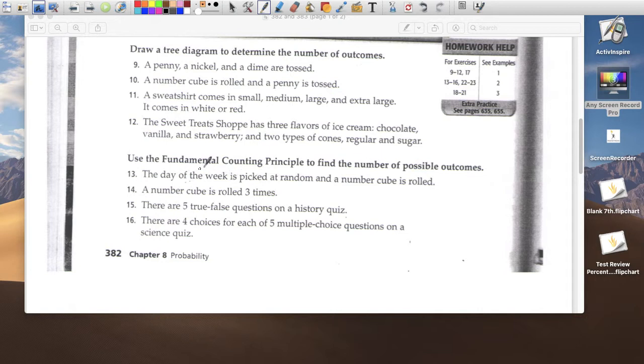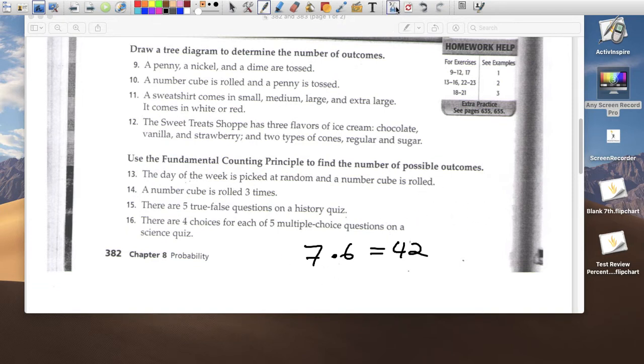You want to find the number of possible outcomes. The day of the week is picked at random and a number cube is rolled. Well, there are 7 days in a week and a number cube has 6 faces. So just 42 different combinations. You can have Monday and 1, Monday and 2, Monday and 3, and so forth. So a total of 42.